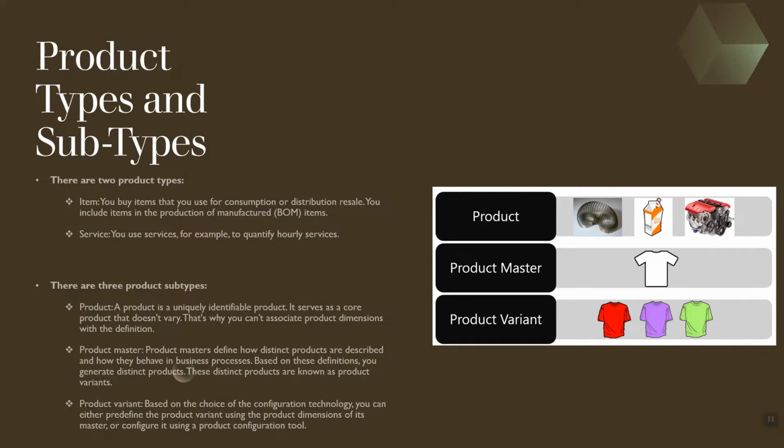Based on the choice of configuration technology, you can either predefine the product variant using a product dimension of its master or configure it using a product configuration tool. As you can see on the right side, this is a small example of what a product, product master, and product variant is. Product is something, let's say a motor or a tetra pack of a drink. It doesn't have any sort of variants. Product master, for example, is a t-shirt. Now this t-shirt can have multiple sizes and colors which are defined as product variants.